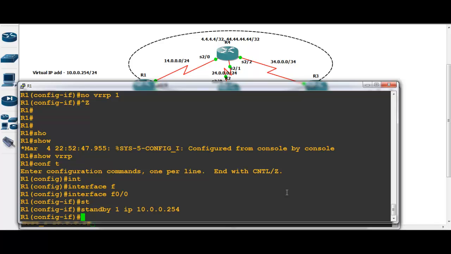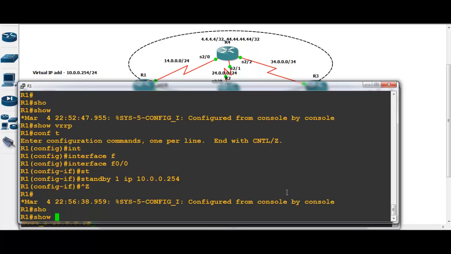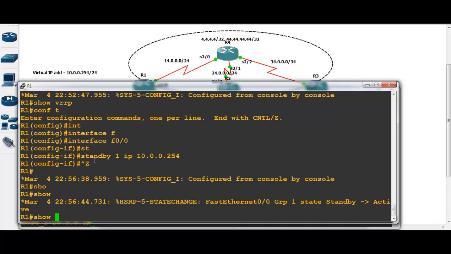I want to show you here. Show... The command is not HSRP. Standby is the command. For HSRP, standby is the command. See, it has gone from standby to active. It was waiting in standby for 9 seconds and in the 10th second it made itself active because there is no competitor.